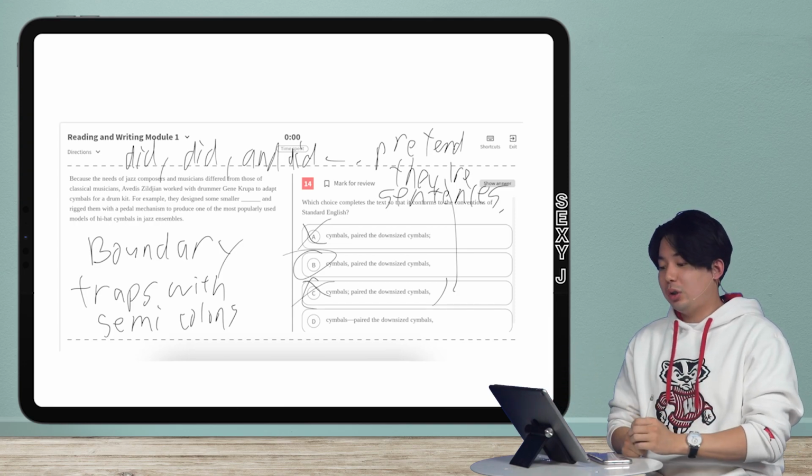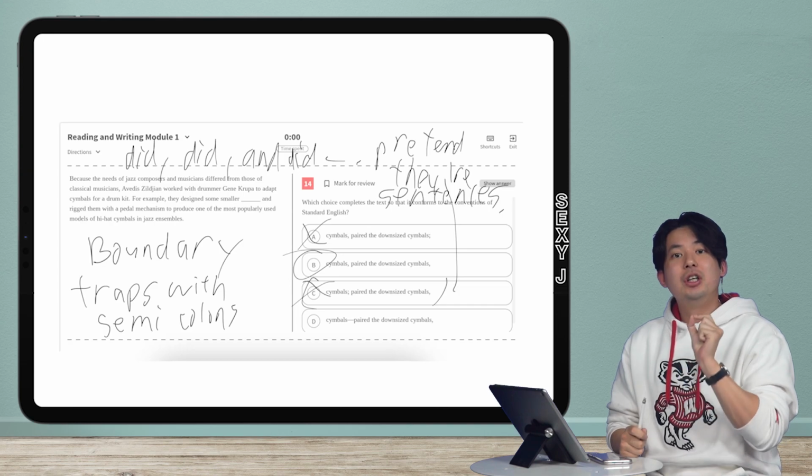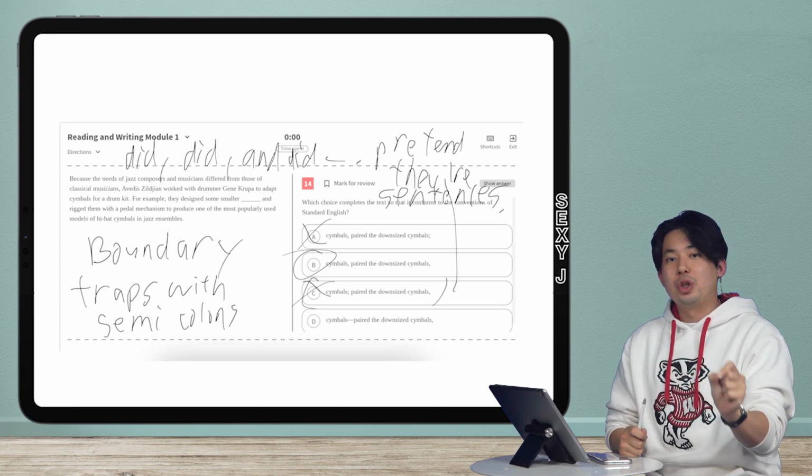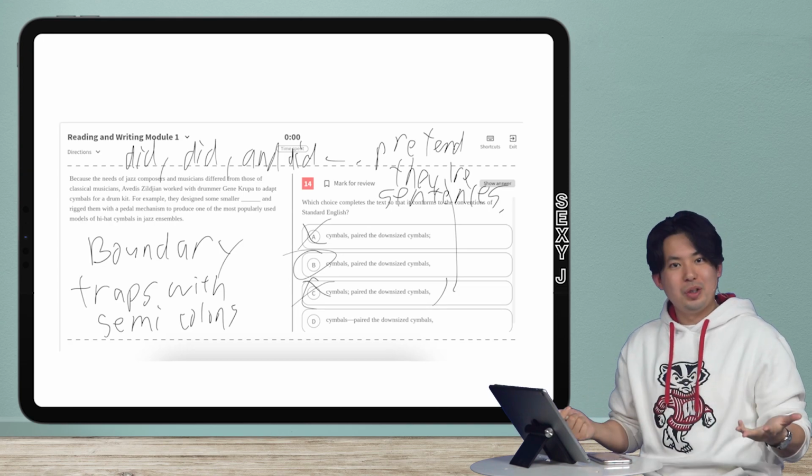So that's another boundary question. I will do a bunch of these because there are a lot of questions that look like boundary, but are trying to trick you. So that'll probably be the next one as well, okay?